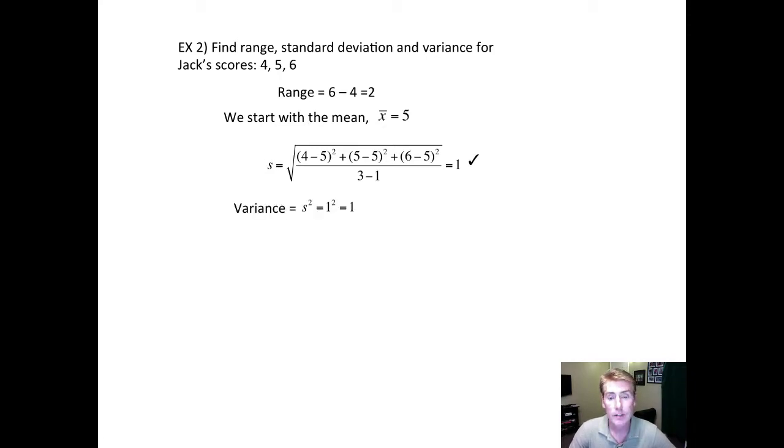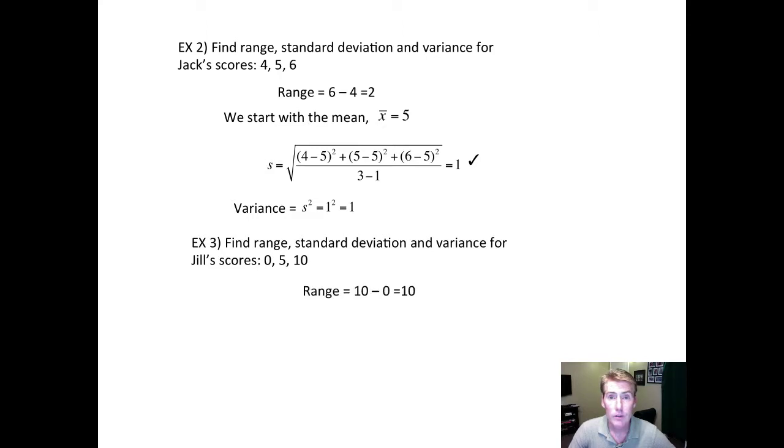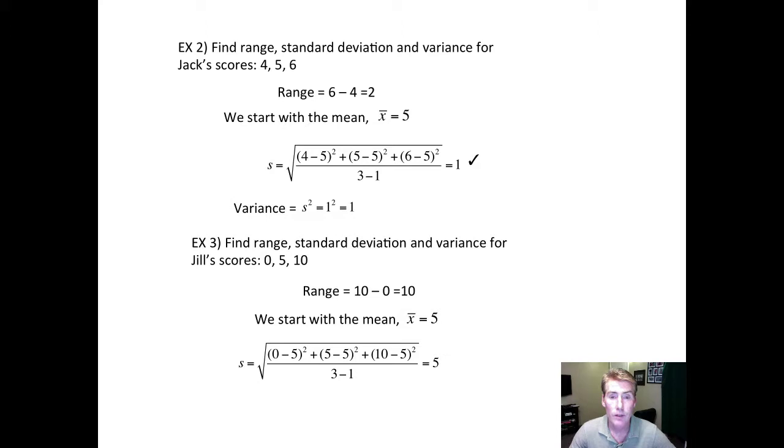Next, the variance. Like I say, just take the standard deviation and square it. In this case, 1 squared is still 1. Now with Jill's scores, a 0, a 5, and a 10. So here we go with the range, top minus bottom, 10. And then for the standard deviation for Jill's scores, you take each score, 0, 5, and 10, subtract, and then square it. Subtract and square it. So this is going to end up to be 25, and 25 is 50, but divided by 2.